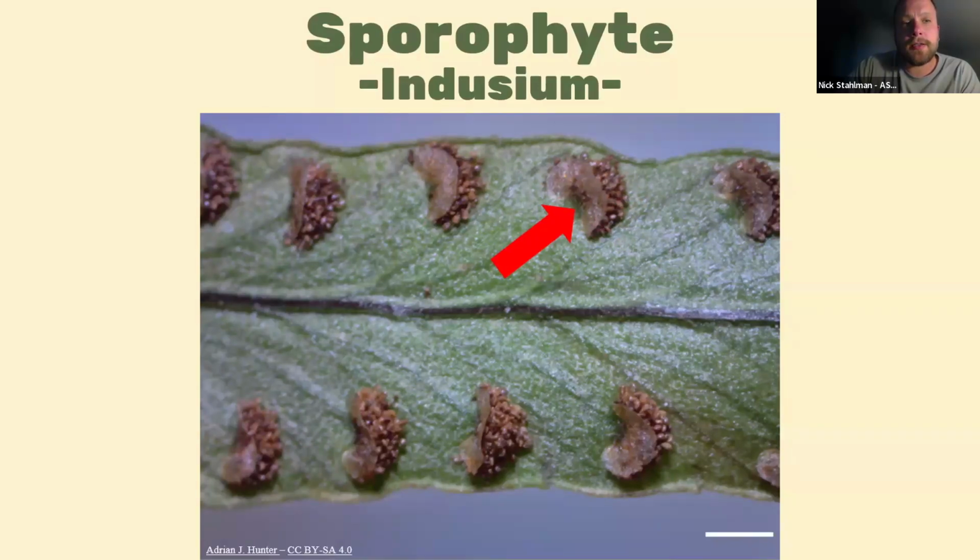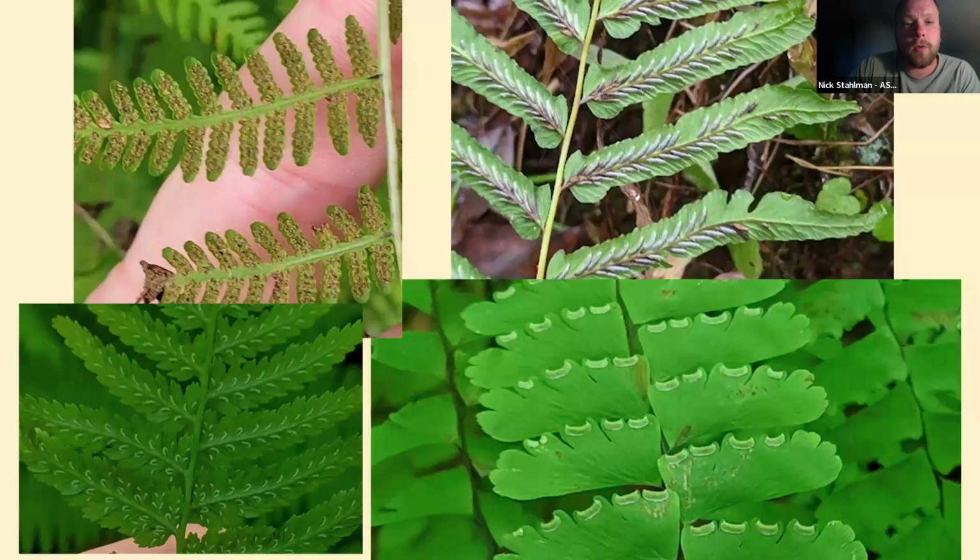And again, these sori will come in all sorts of different shapes. And this is such a critical component when you're identifying ferns. Some ferns, if these aren't currently present, it's almost impossible to identify the fern. So these structures will vary from species to species. And this one has a little false indusium, so we'll talk about that. It's actually just a rolled over portion of the pinna with the sporangia on the inside.